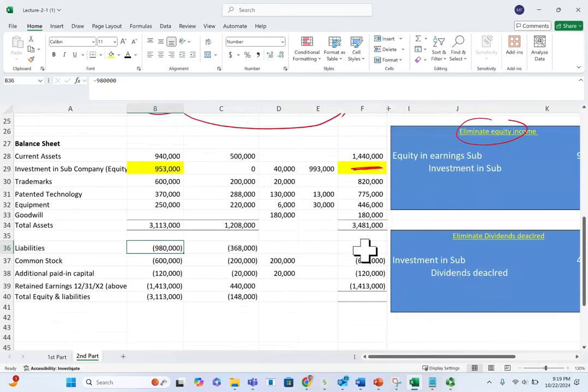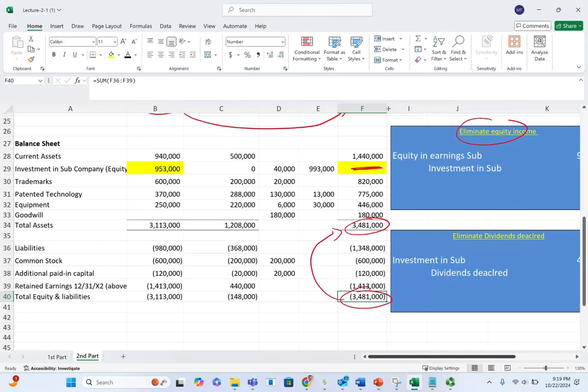Let's keep going with the liabilities. Liabilities, 980. The parent, then the sub is 368, no adjustments, therefore the ending is 1,334,000, and we have all the equity. Now let's add liabilities plus equity, and they should equal to assets, 3,481,000 of liabilities and equity equal to 3,481,000 of assets. Good.